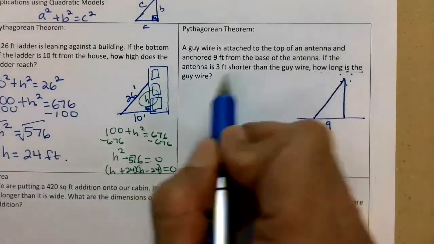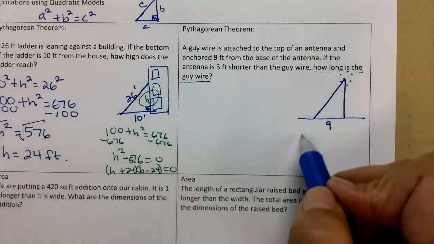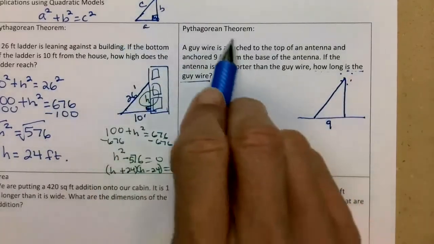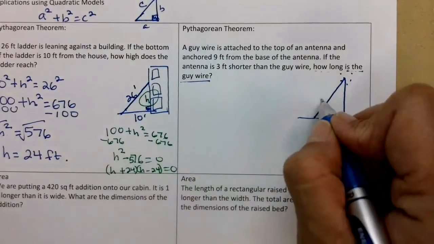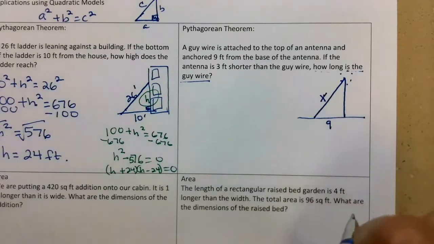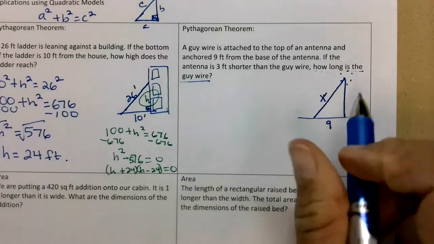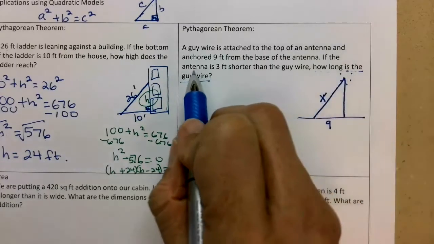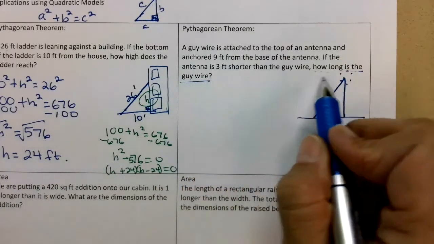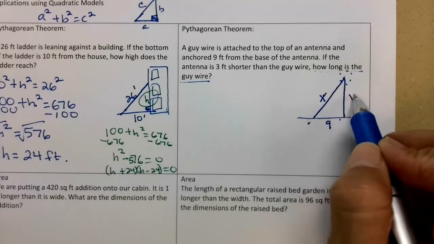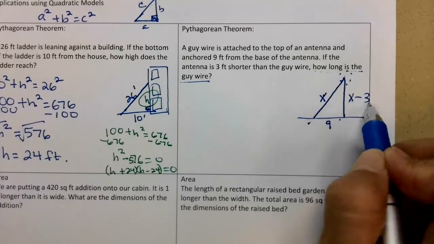How long is the guy wire? That's our unknown. Again, you could use the C if you wanted because it's playing the role of the hypotenuse. I'm going to just let it be X though, it's what's speaking to me right now. So if that's X for the guy wire, the thing we're looking for, now this says the antenna is 3 feet shorter than the guy wire. So if the guy wire is X, the antenna is 3 feet shorter than that, so X minus 3.